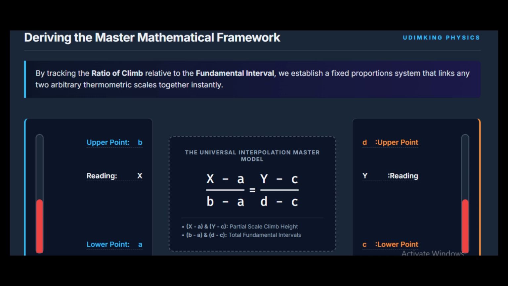Let's derive this relationship visually. Look at the blue labeled scale column on the left. Let's mark its lower fixed point as A, its upper fixed point as B, and our current mystery reading as X. Now look at the orange labeled scale column on the right. We will map its fixed anchor points as C and D, and its target conversion reading as Y.